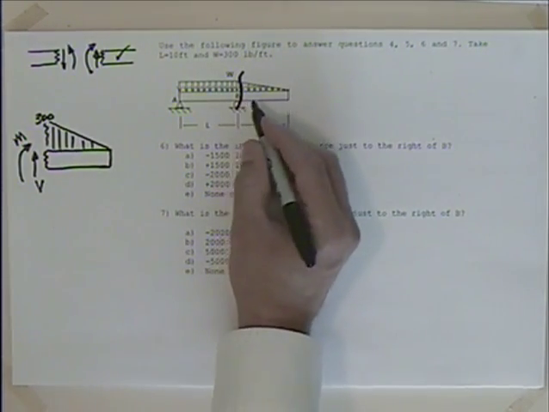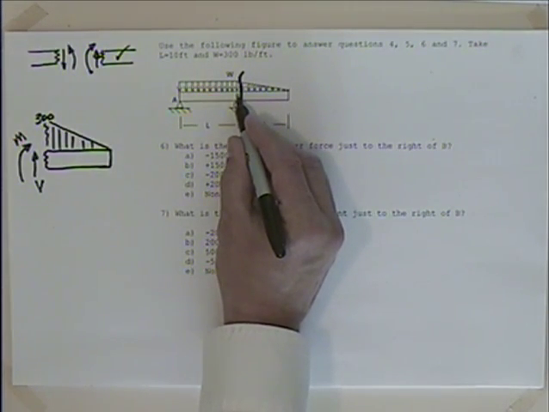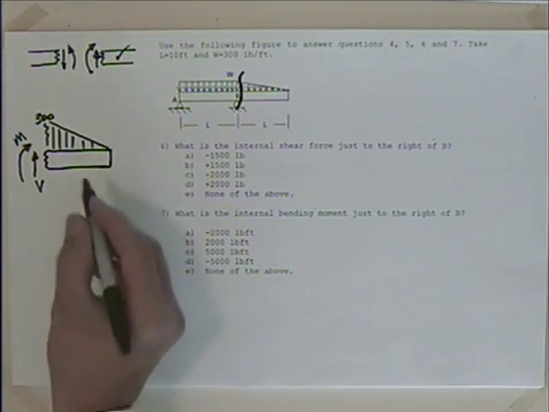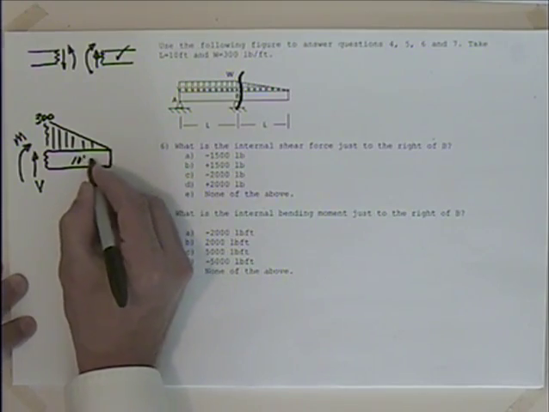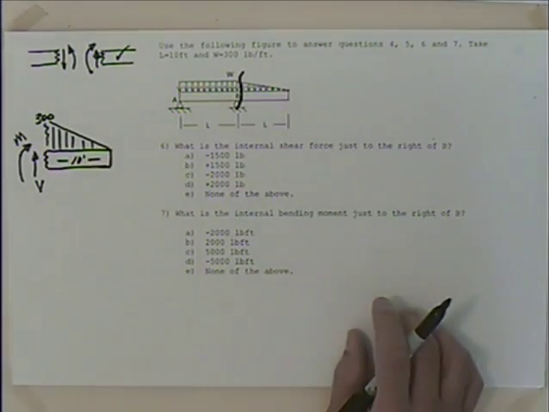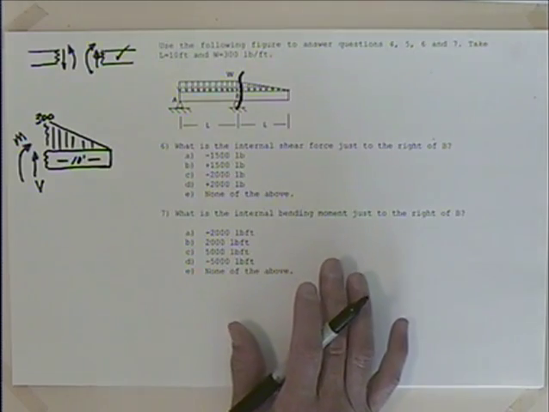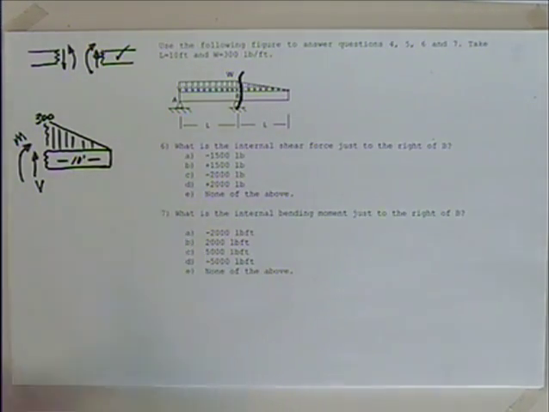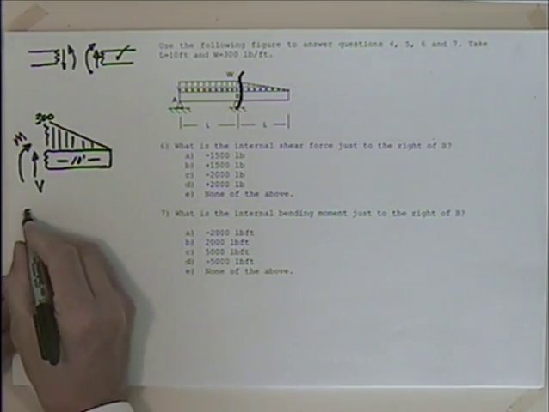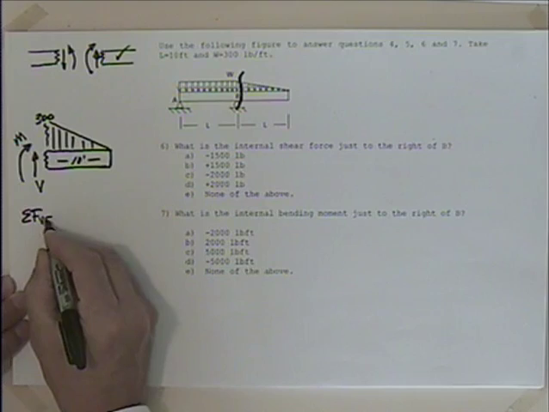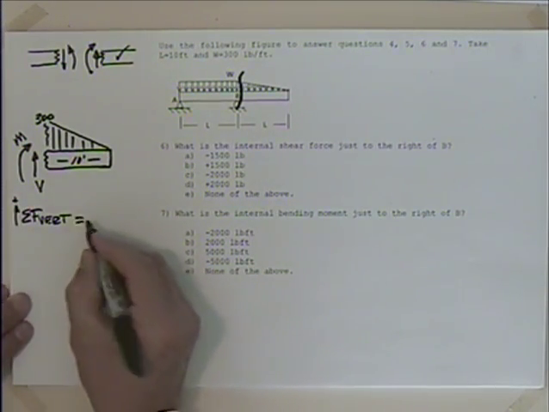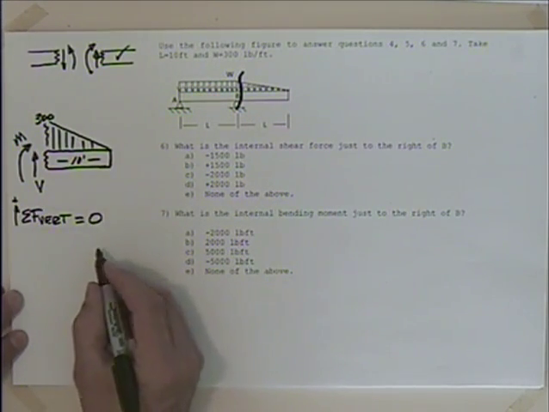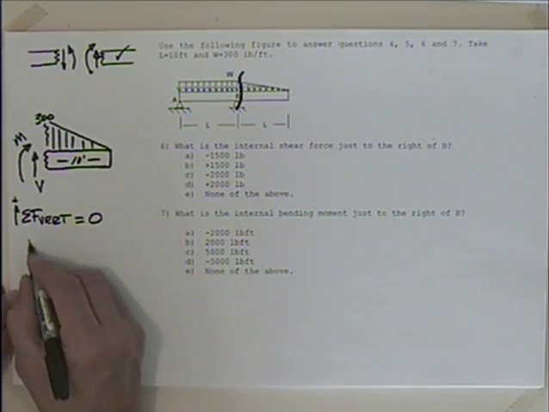Okay, so if we've sliced it just to the right of B, so it's just a tiny, tiny little distance to the right of B, that would mean that this distance here is still 10 feet, right? And if you want to say it's 9.99999 and keep going with the 0.9s, that's fine. It's about 10 feet. Okay, so if I sum the forces in the vertical, taking up as positive, I'm going to set that equal to 0. So what am I going to come up with? That's going to be equal to V.